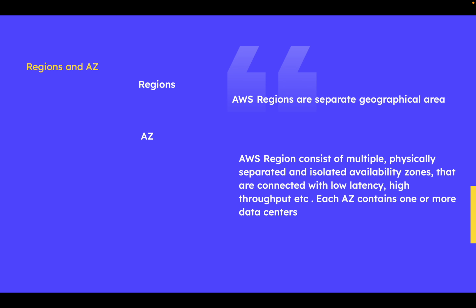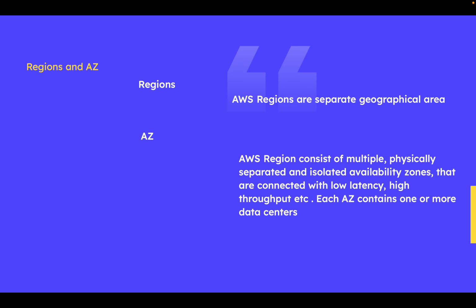For example, in a specific region, if some natural calamity happens, say in one region there is a high chance of flood, then we will have multiple availability zones. In that case, data will be replicated. So data will be replicated in multiple availability zones.